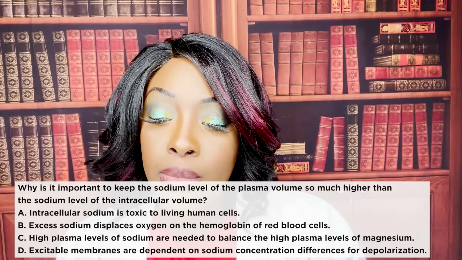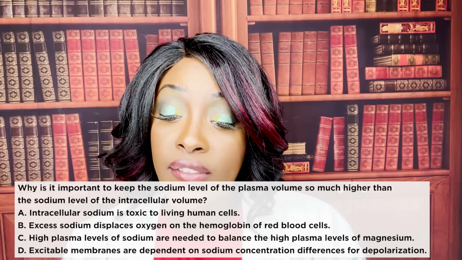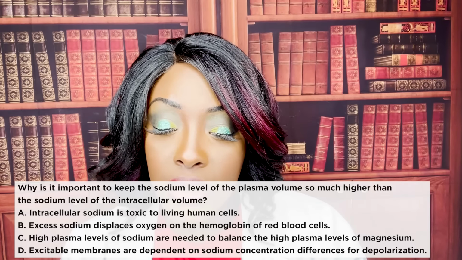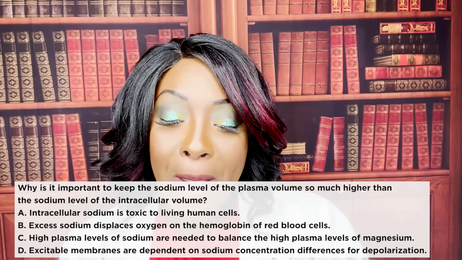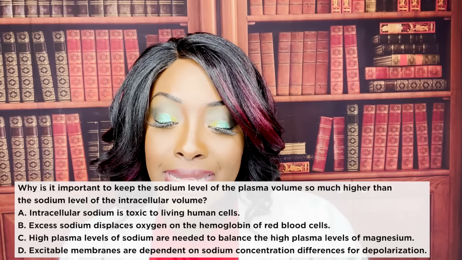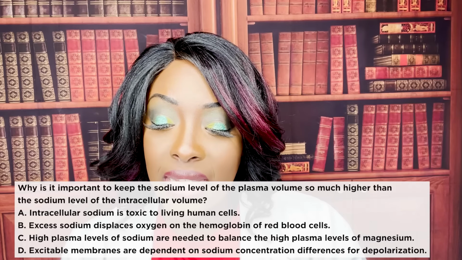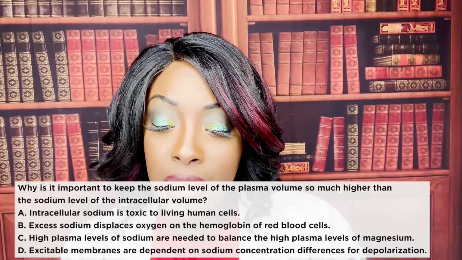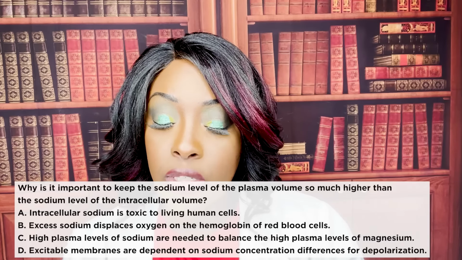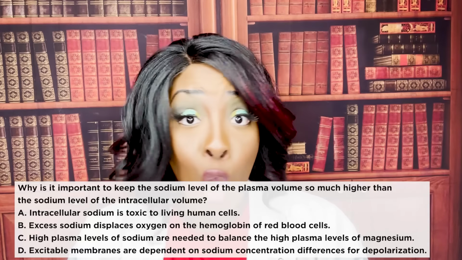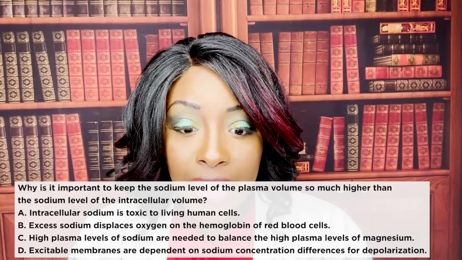Okay? Next question. Why is it important to keep the sodium level of the plasma volume so much higher than the sodium level of the intracellular volume? A, intracellular sodium is toxic to living human cells. B, excess sodium displaces oxygen on the hemoglobin of the red blood cells. C, high plasma levels of sodium are needed to balance the high plasma levels of magnesium. D, excitable membranes are dependent on sodium concentration differences for depolarization. And guys, the only correct answer here, guys, is D.